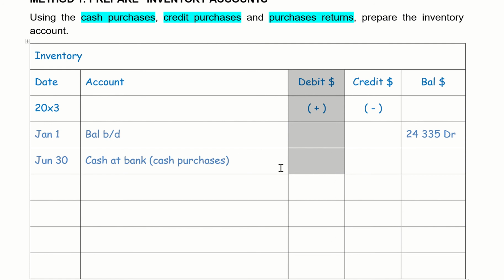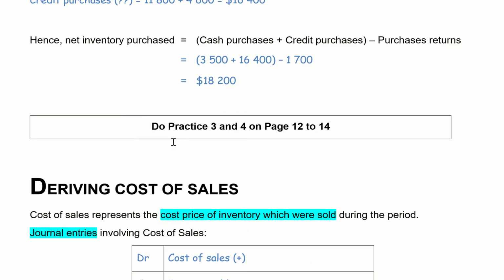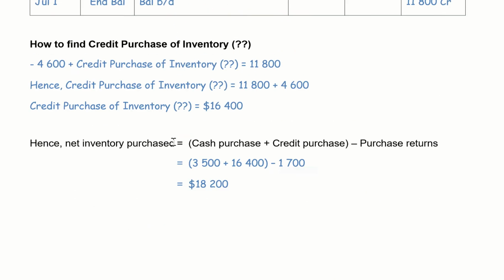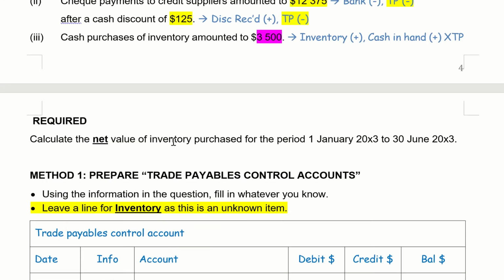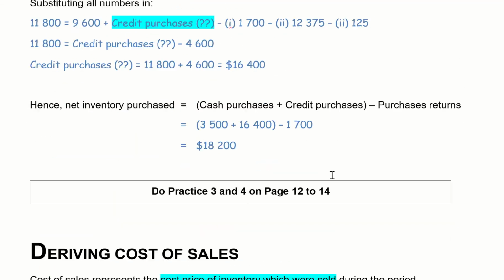What is the number that you're going to write here? Actually, cash purchases was in example 2. So you need to flip backwards to example 2 and take a look at example 2. What is the cash purchase? So here we are at example 2, and we actually have it here. Cash purchase is $3,500. All right, inventory increase, cash in hand increase. Okay, so go back again.